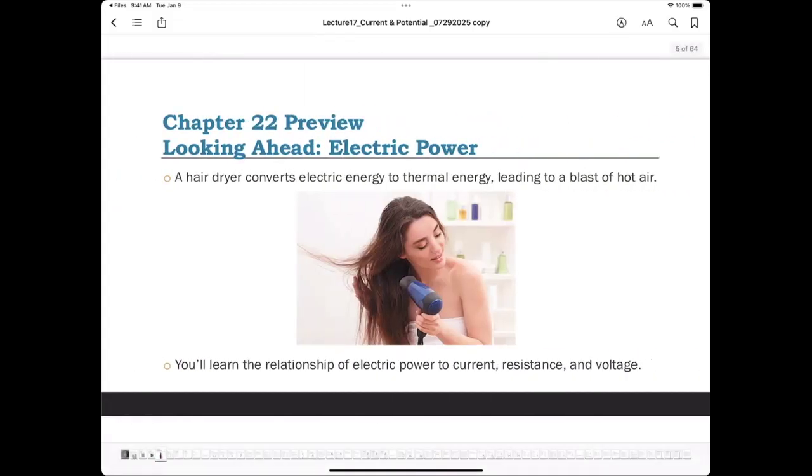Okay, and then we will talk about electric power. The hair dryer, you use it often, am I right? It converts electric energy to thermal energy. We convert the electric energy to thermal energy, leading to a blast of hot air. And we will learn the relationship between electric power and current, resistance, and voltage. This is the main content in chapter 22.